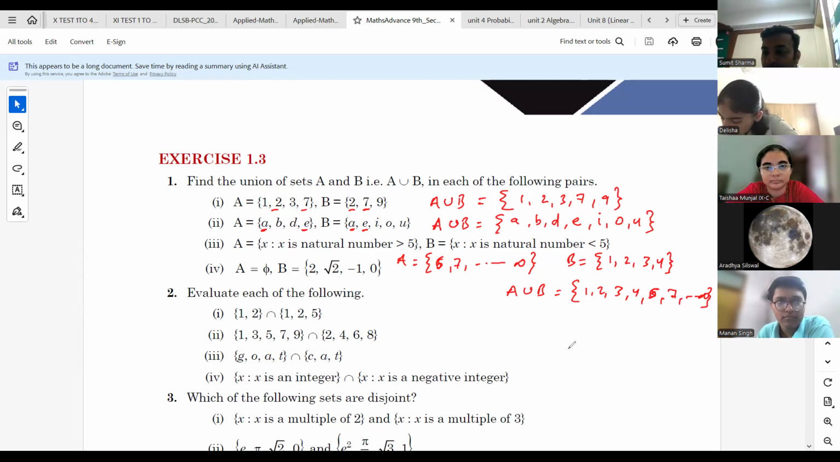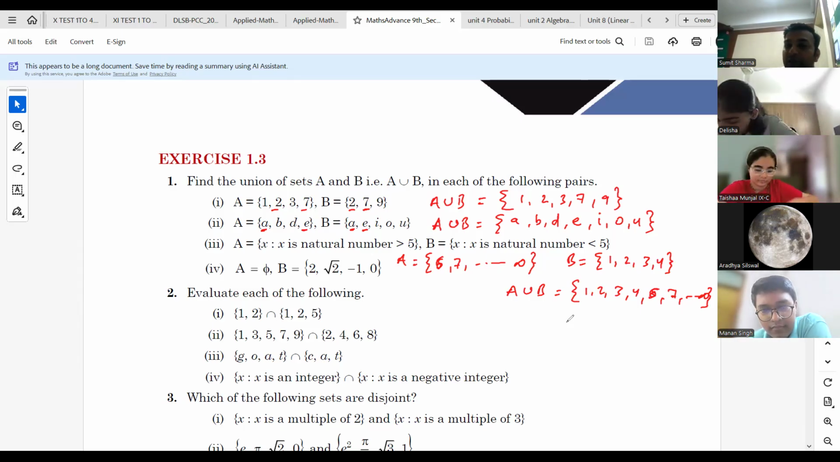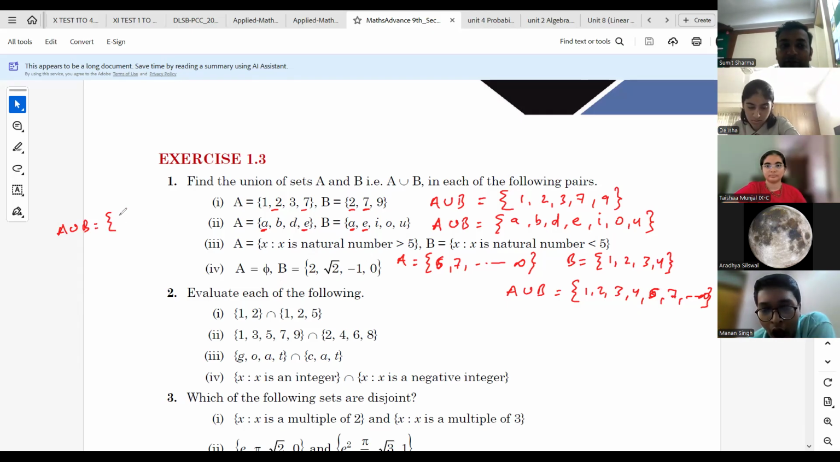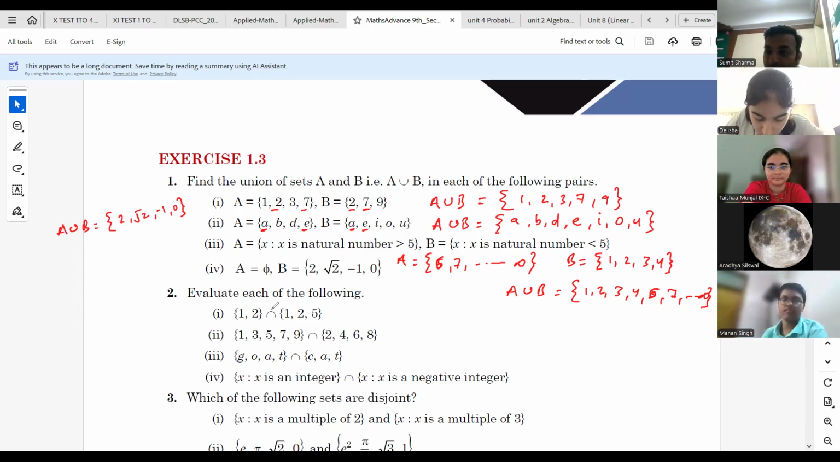Right? Before writing it, if the set is given in set builder form, you will have to convert it into roster form first, and then you can use it, right? Then in the fourth case, A is pi and B is this one, 2 root 2 minus 1 and 0. So if you write A union B here, obviously A does not have any element, so you'll have to write only the elements of B. So this is how we can write A union B in the fourth case. I hope it is clear.